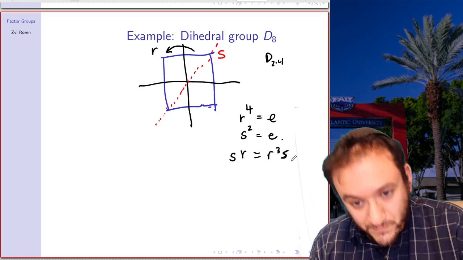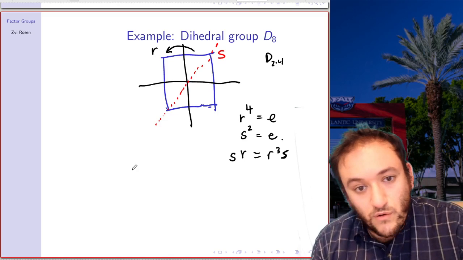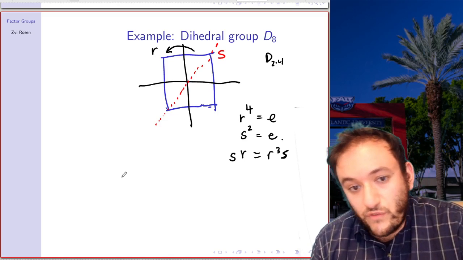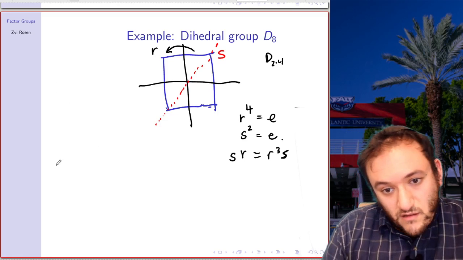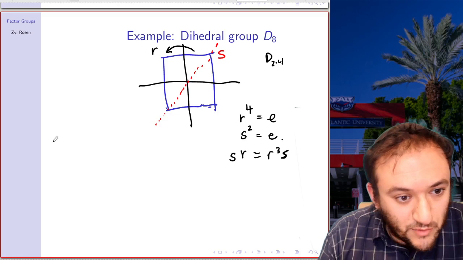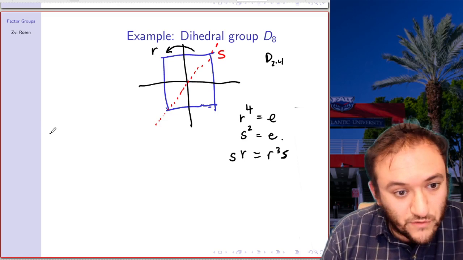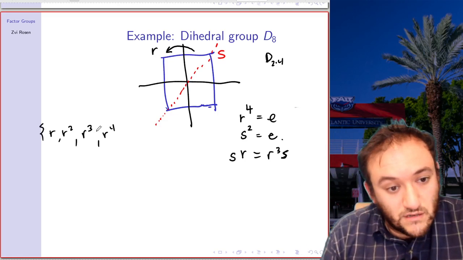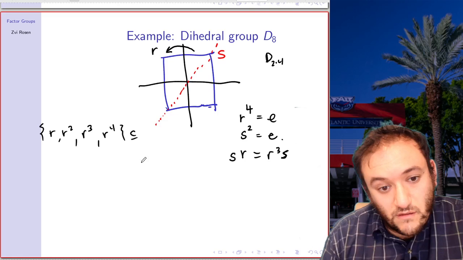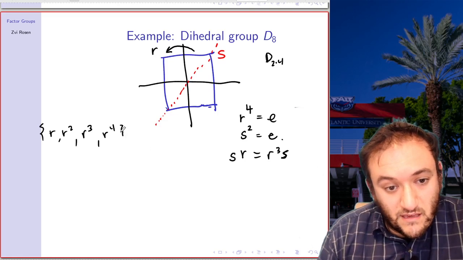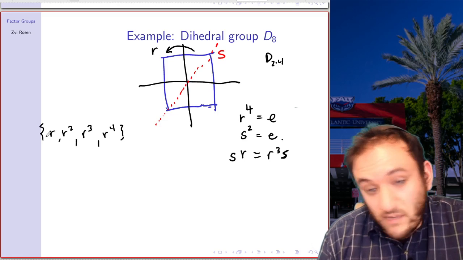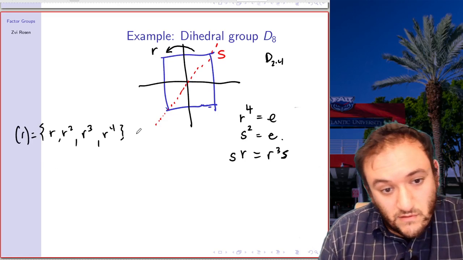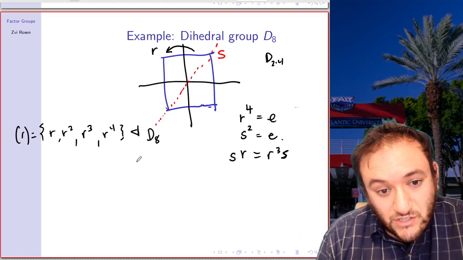after flipping. So there are a few subgroups here, but one subgroup I want to look at is the subgroup generated by R. So if we look at R, R squared, R cubed, R to the fourth, no reflections involved, just rotations. Then this is a cyclic subgroup, and it's contained in D8. And this is actually a normal subgroup.